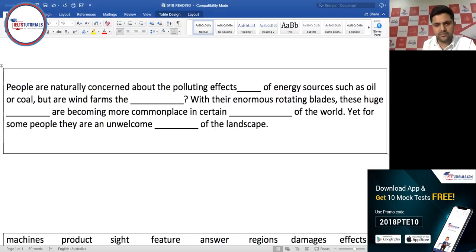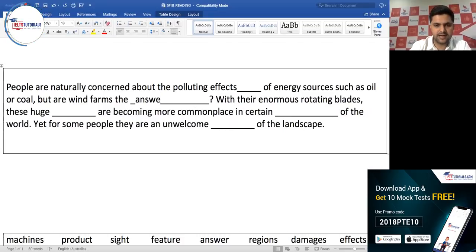answer? That is the only word that would create a meaning here, because are wind farms the machines? Yeah, maybe, but for what? So there is no clarity if we use any other word. Or are wind farms the product? Now here we are not talking about the product, but we are talking about a concern, a problem. So we are talking about a concern of people. So here it would be an answer to the concern of people. But are wind farms the answer would be the only correct answer over here.